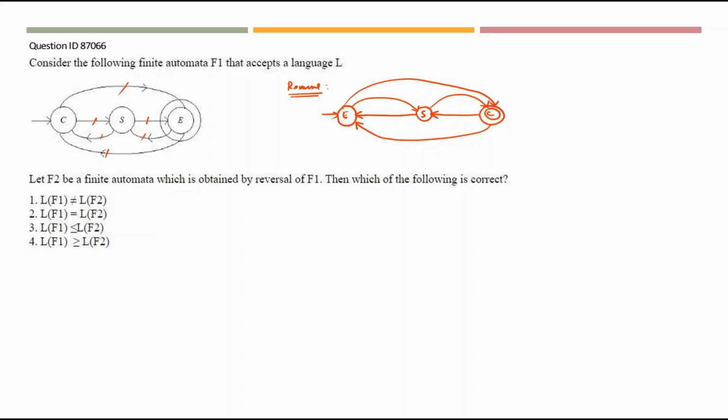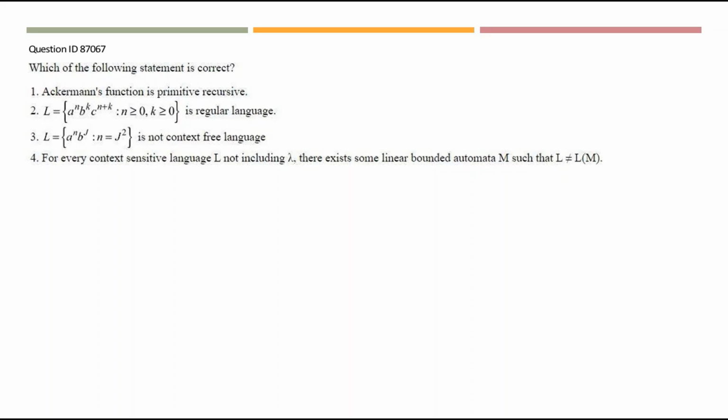So now they are asking whether the language generated by F1 and the language generated by F2 will be equal, or will not be equal, or will be a subset of the other. So we have to find this. Since all the transitions are preserved in this automata, we can say that the language generated by F1 will be equal to the language generated by F2. So option number 2 will be the right answer. When I have the same set of transitions in F1 and F2, obviously the language generated by both the automata will be the same. Next question, which of the following statements is correct?